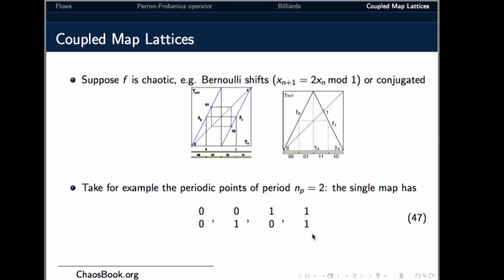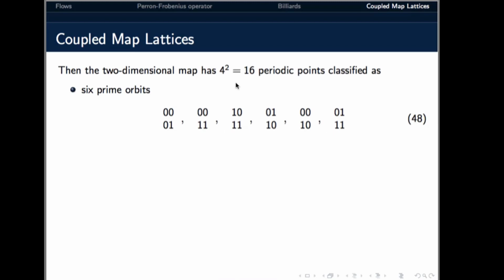Then how do you get instead the ones from the coupled map? Well, again, this is a simple case in which you only have two sites. So the two-dimensional map has 4 to the 2 equals 16 periodic points, and these are classified as 6 prime orbits. Prime orbits means they cannot be reduced to simpler orbits. So remember, if you go vertically, that's the temporal dynamics, and if you go horizontally, that's the space. So x, y, and so 0 0, 0 1, 1 0, 1 1, and so on. These are orbits that cannot be reduced to a lower period.